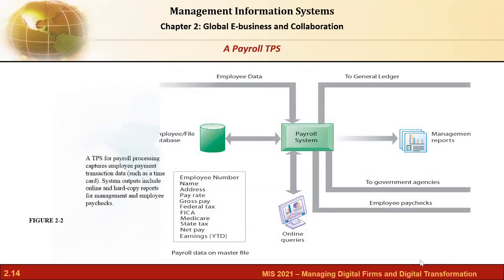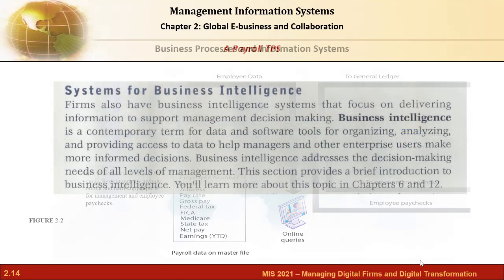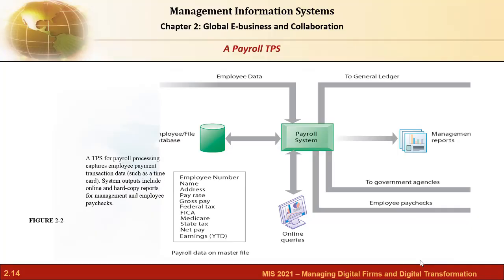We look at some examples in more detail. The payroll TPS: you see a payroll transaction processing system. We have the payroll system in the center, and also employee data. We have an employee file in the database, including many specific records: name, address, pay rate, gross pay, tax, medical care, sales, and net pay, for example. And also we have online queries to get this information.